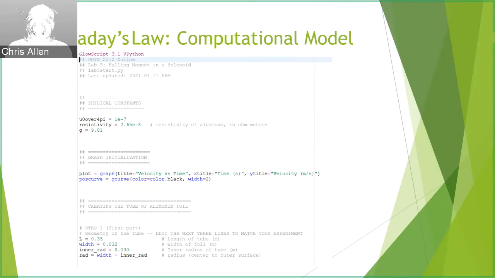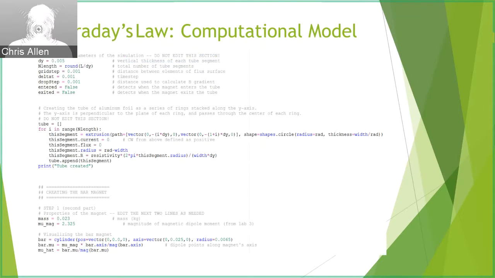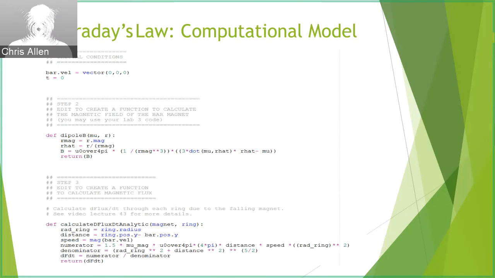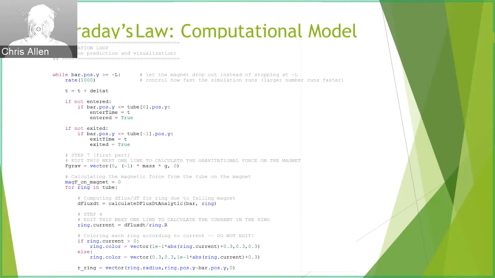Here I have my GlowScript code using the computational method. We have our constants, our graph analysis, the creation of the tube of aluminum foil, the numerical parameters, the creation and visualization of the bar magnet, the initial conditions, the calculation of the magnetic field of the bar magnet, the calculation of the magnetic flux, and the simulation loop with the gravitational force on the magnet, the magnetic force from the tube, and the calculation of the current in the ring.